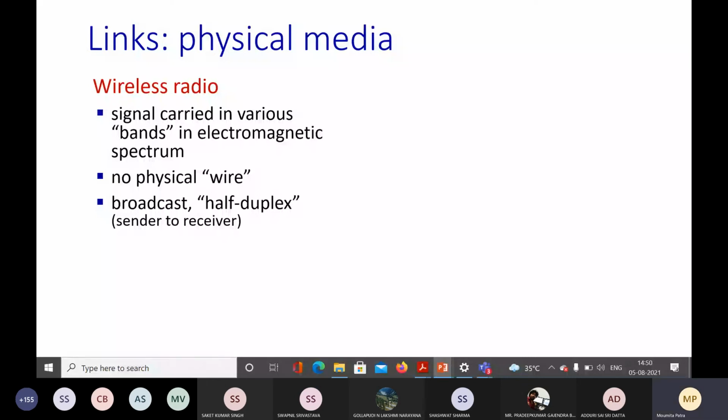And of course, it provides half duplex communication. I think you all know what half duplex communication is. That is, at a time, only one side of the communication will go ahead.